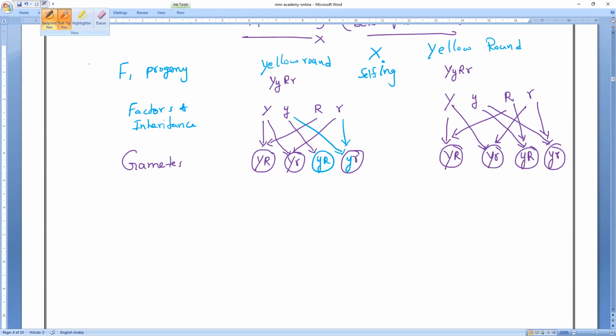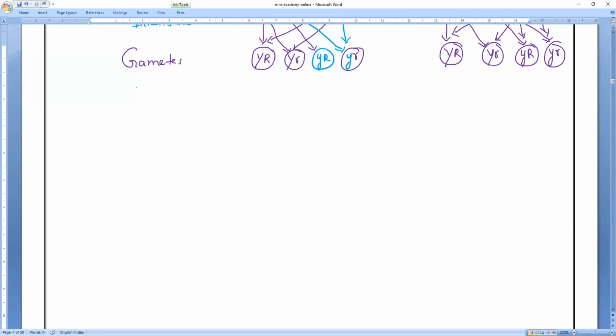Okay, guys, everybody? Do you understand? All of you? Yes, sir. So these are the gametes from the first hybrid, and these are the gametes from the second hybrid. You can notice it. So now we want to get the F2 progeny. Let us see how to get the F2 progeny.